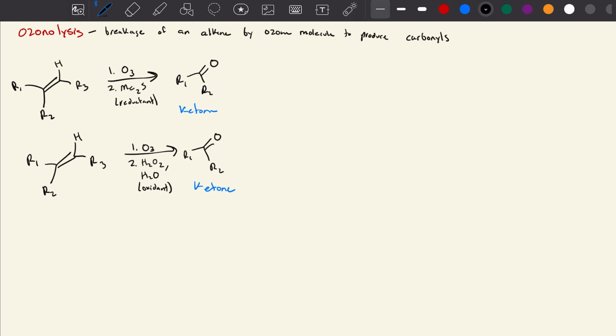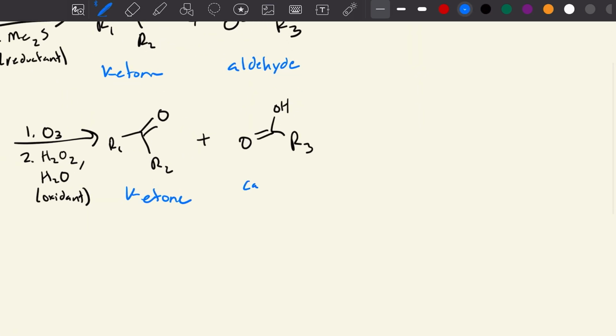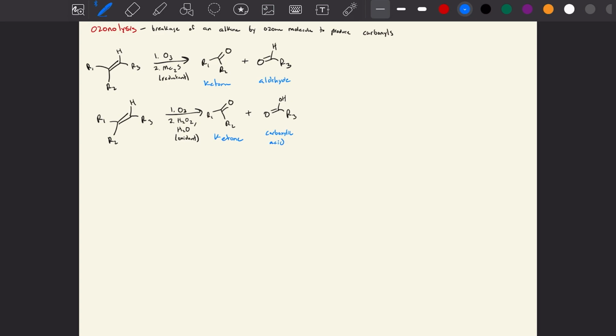This is where it differs. So the second reducing step causes the formation of an aldehyde, and the second step, oxidizing reaction, causes the formation of a carboxylic acid. Alright, so that's just kind of a general overview of ozonolysis.